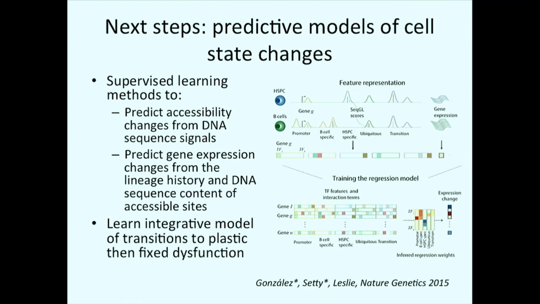What we're going to do next with this data set, so the data is published and you should take a look at it, it's very beautiful ATAC-seq data, but we haven't done the kind of modeling that we would like to do, and we're working on it now, trying to predict expression changes from the accessibility and DNA sequence content of ATAC-seq elements, and also build predictive models of the accessibility changes. We've published similar kinds of models in a different context.